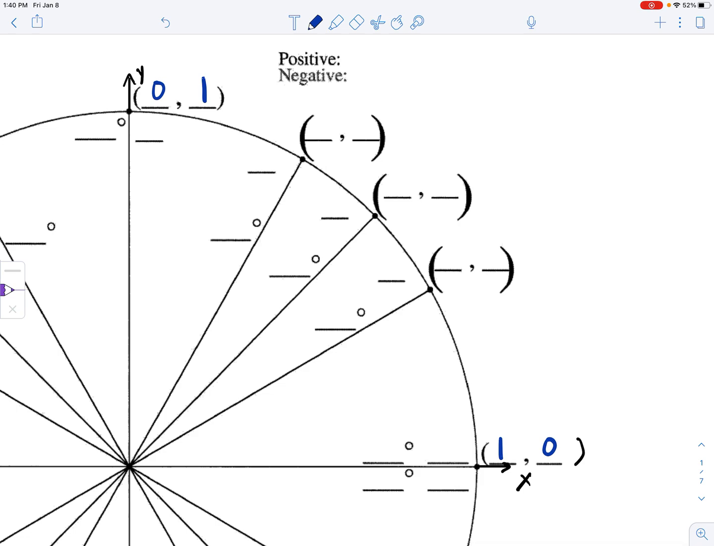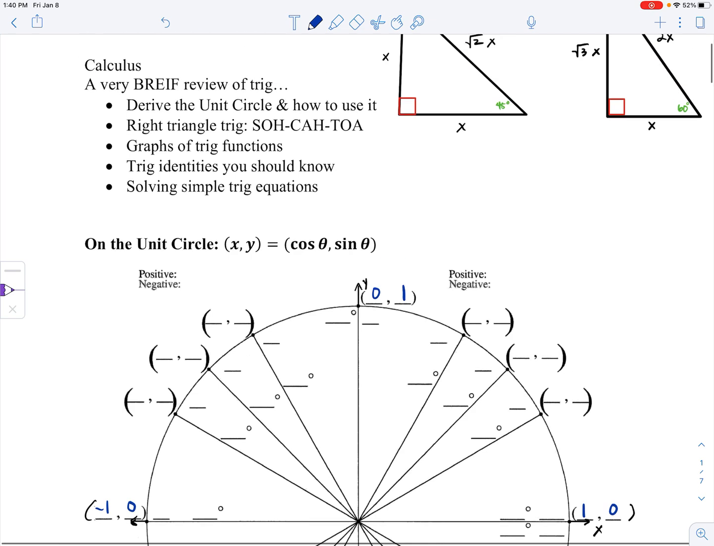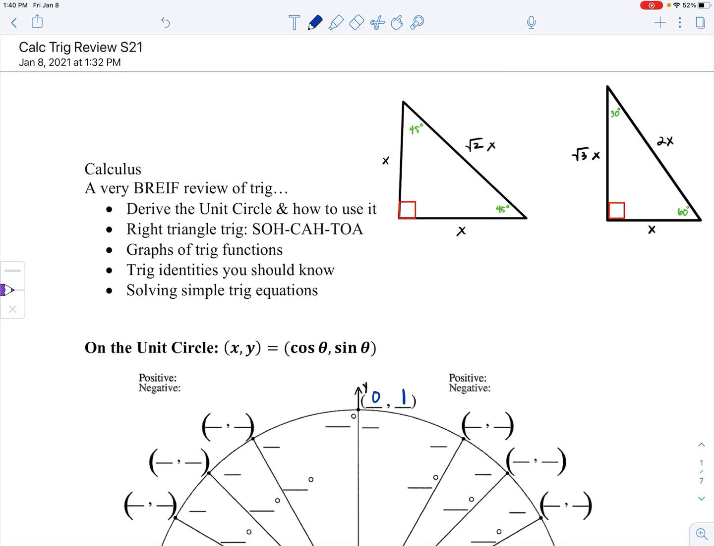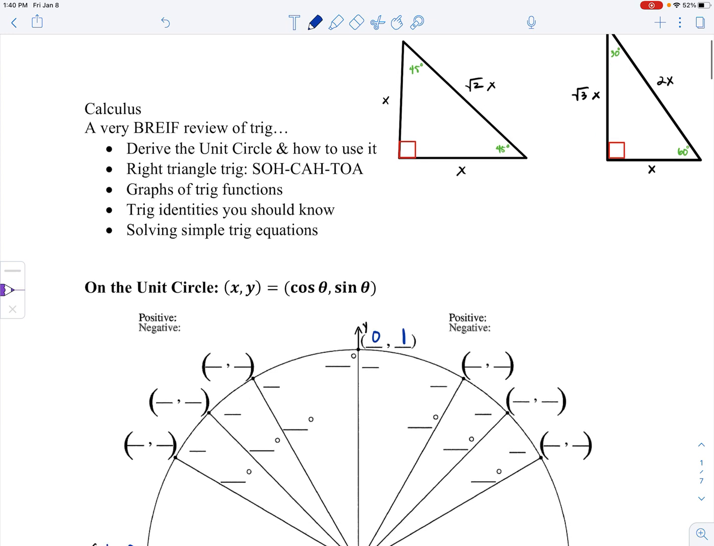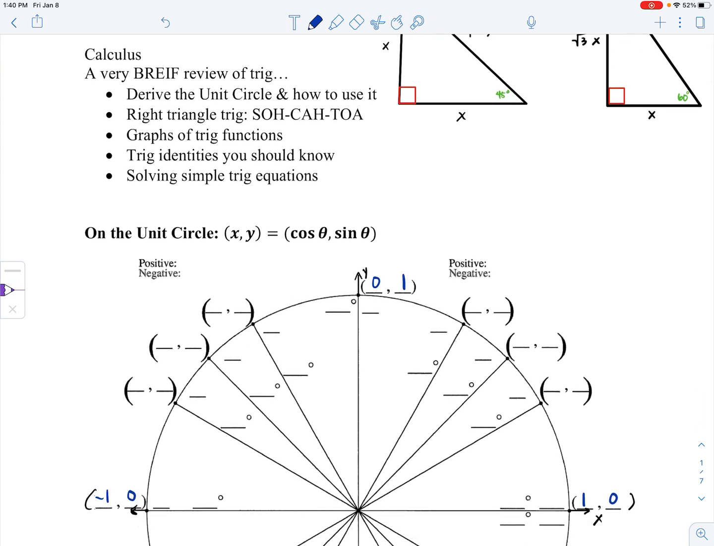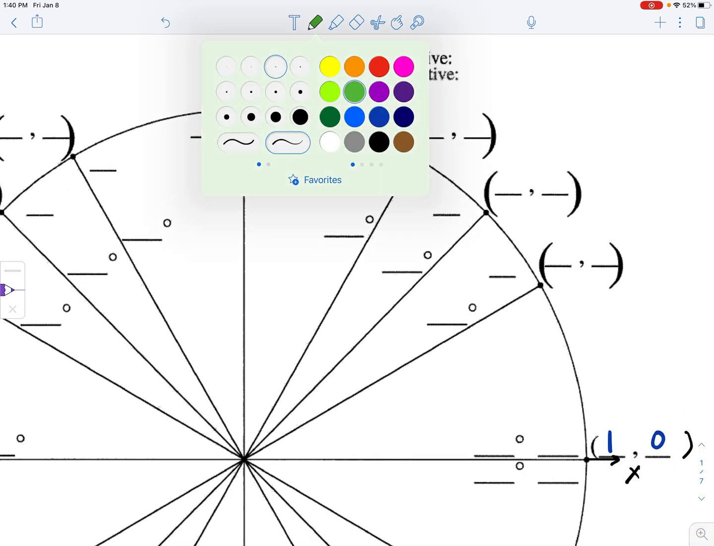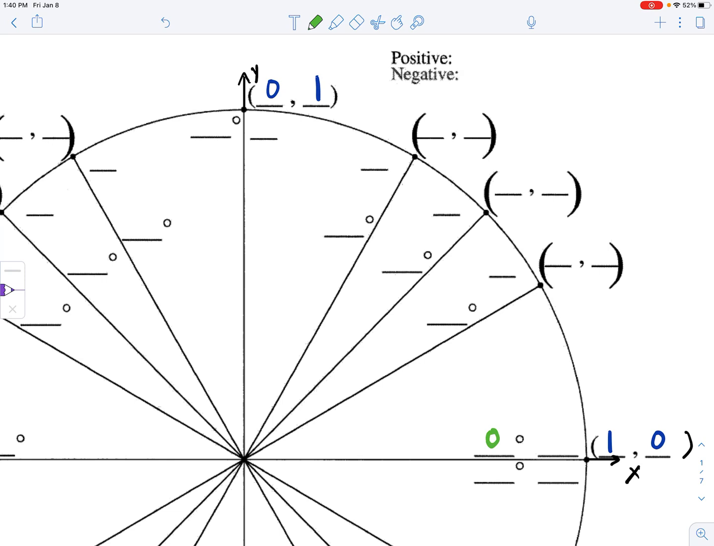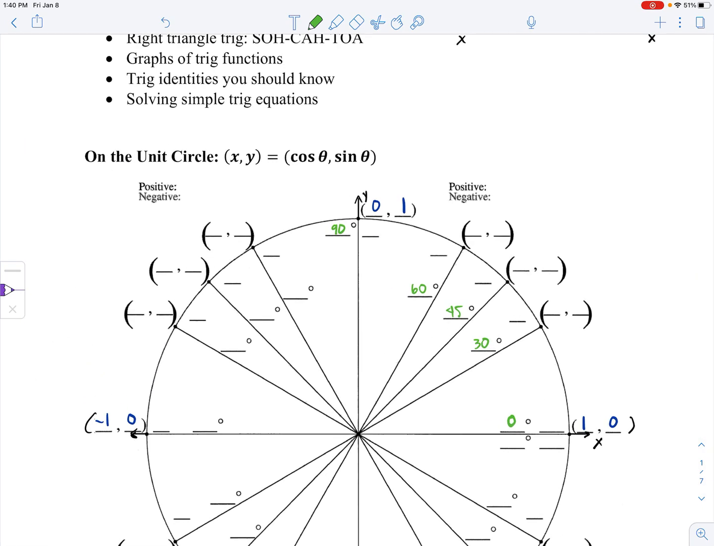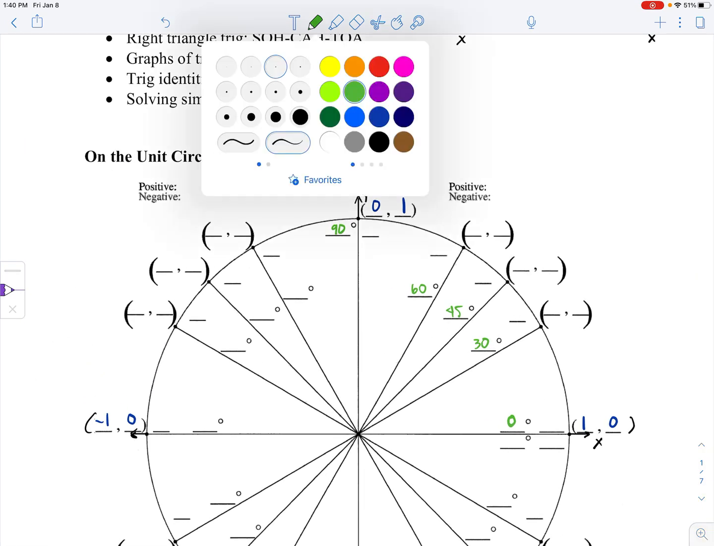Okay, so to fill in quadrant 1, we're going to start by filling in the angles measured in degrees, just because that's how we have them labeled in these special right triangles. And then we're going to figure out what the points are that lie on the unit circle for those angles. So for the angles, we have 0 degrees, then 30 degrees, 45 degrees, 60 degrees, and up here will be 90 degrees.